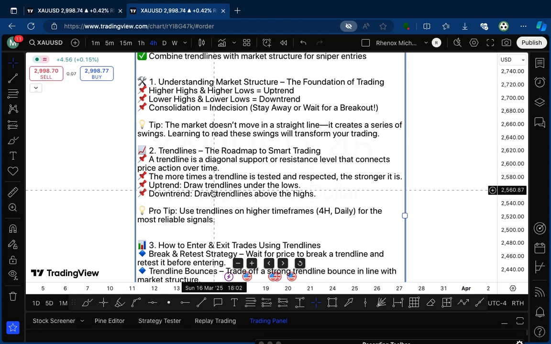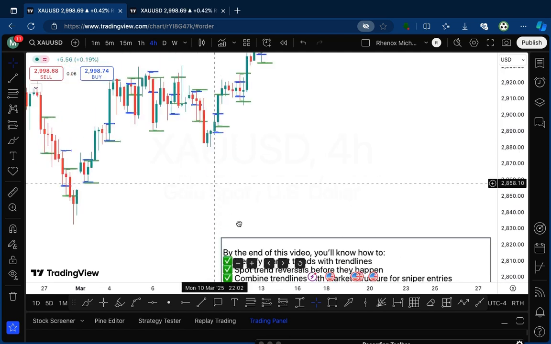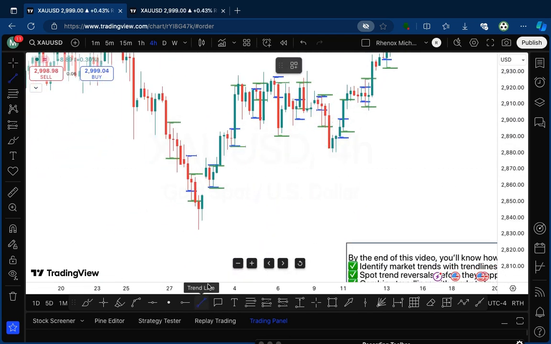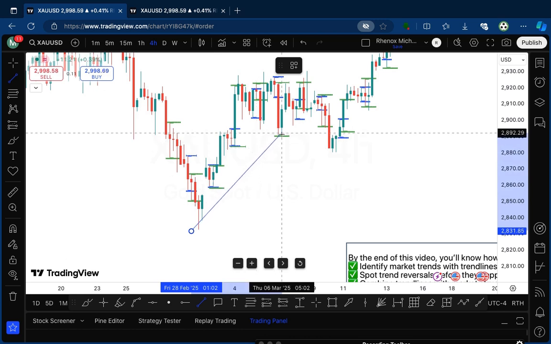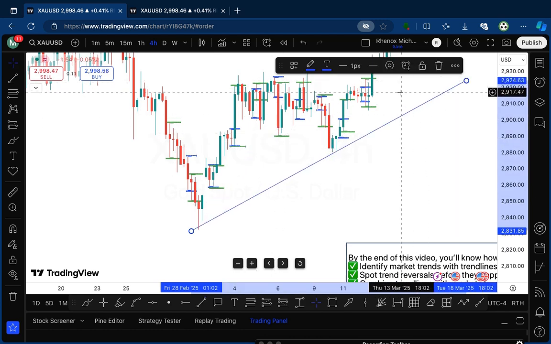Then, for uptrends, for you to get an upward trend line, you draw your lines from under the lows. That is, from support levels. You draw your lines from under the lows. There's one example of that here. You can see these two here. When I hover over it, it says trend line. So you draw your trend line from the lows. This is a low here. This is another low here. You simply connect the lows together to get your trend line.